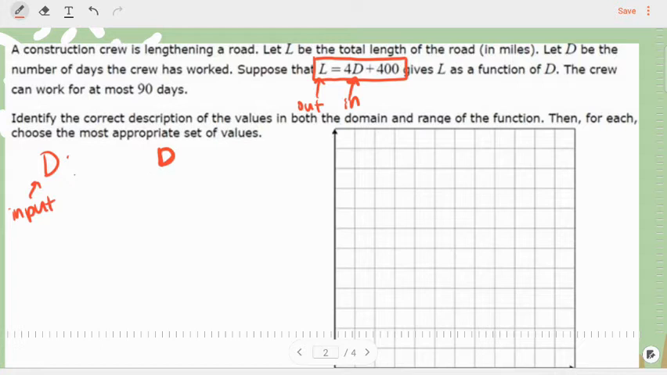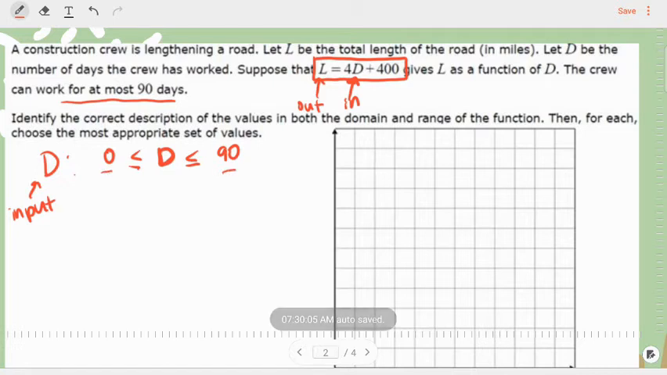Now, what's the smallest number of days that this crew can work? Well, they could work a minimum of 0 days. They could say, I'm not going to work on it at all. What's the maximum number of days? Well, here at the end it says that the maximum number of days is 90. So I put 90 over here. And remember, my inequality notation says that since 0 is the least and 90 is the greatest, I'm going to have my alligator mouth pointing towards the 90. So the days must be between 0 and 90 days.